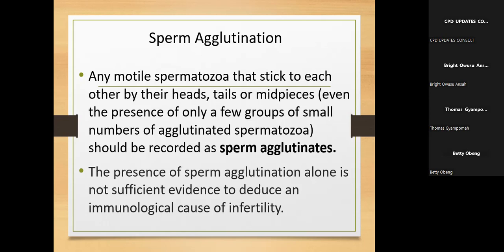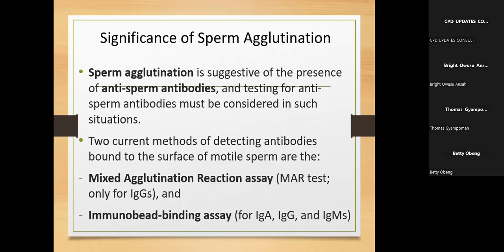You could suspect. It's like when you had the round cells, you could suspect that they could be white cells, but on the basis of that alone you cannot conclude that they are white cells unless you do a test to confirm it. Similarly, you can't conclude that there's some immunological cause. You have to do a test to confirm that there are anti-sperm antibodies. I hope that point is clear. So sperm agglutination is suggestive of the presence of anti-sperm antibodies, and testing for anti-sperm antibodies must be considered in such situations.